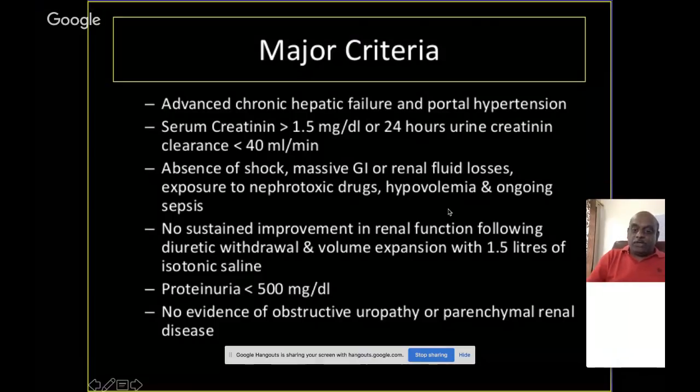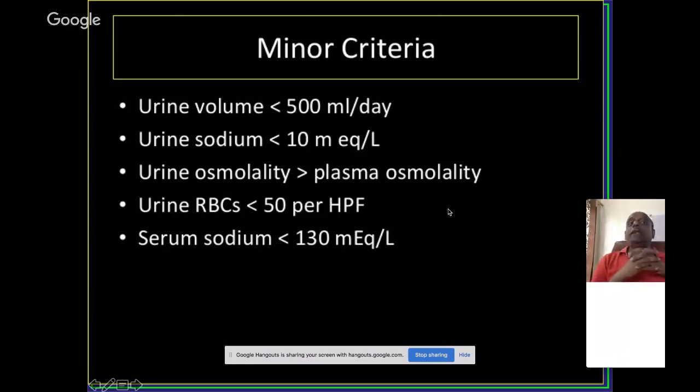Yeah. So what are the minor criteria of hepatorenal syndrome? You have to prove that there is a renal failure. So how do you prove that? The minor criteria are the ones which say there is a renal failure. Urine volume less than 500 ml. Urine sodium less than 10 to say that there is a sodium retention.